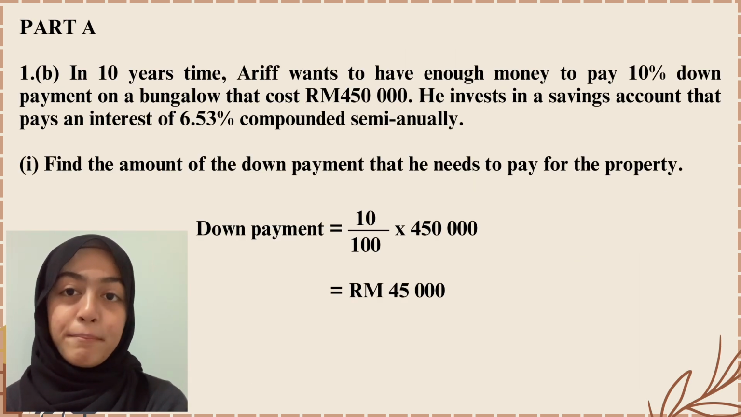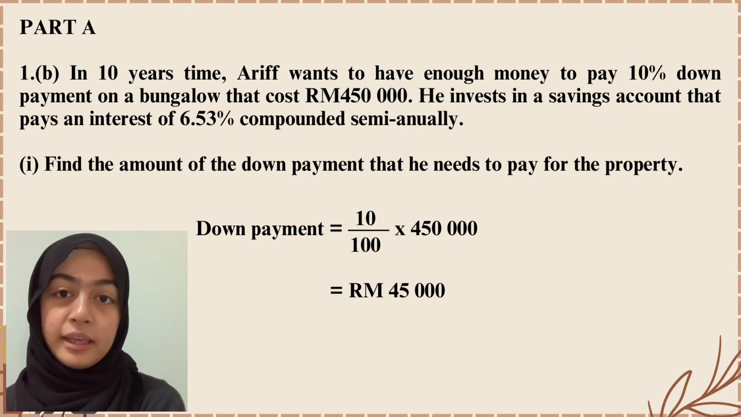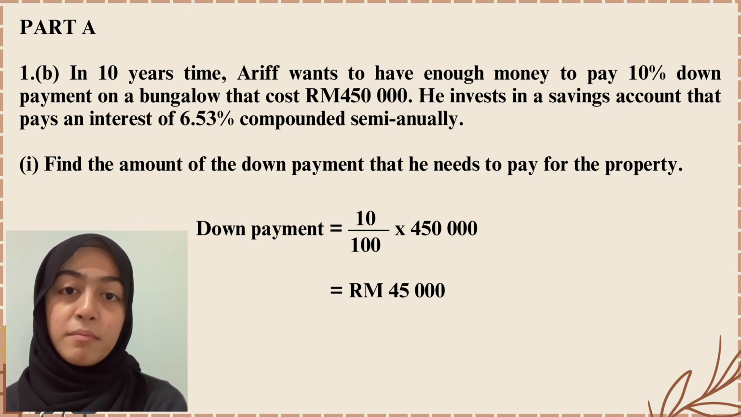Next, for question 1B, based on the question, we need to find the amount of the down payment that he needs to pay for the property. From the question, we find the down payment percentage is 10% and the purchase price is 415,000. To find the down payment, we need to multiply the down payment percentage with the purchase price. And the amount of the down payment is 45,000.